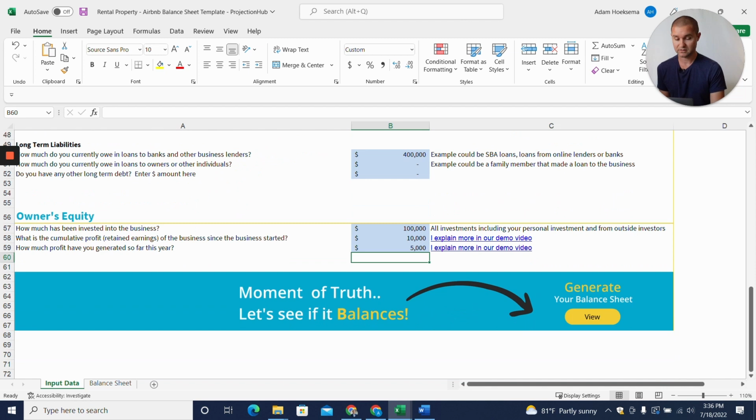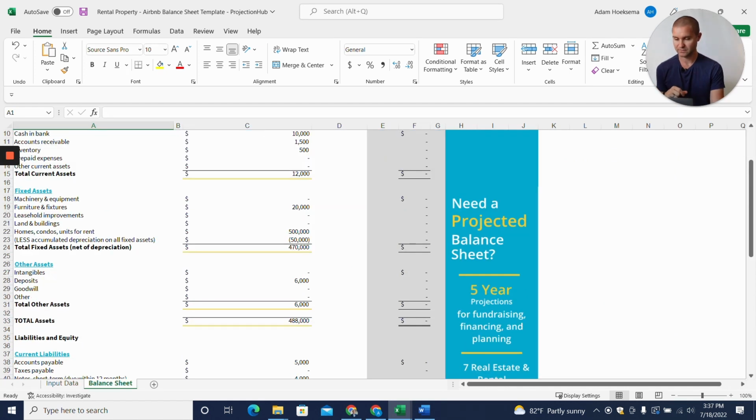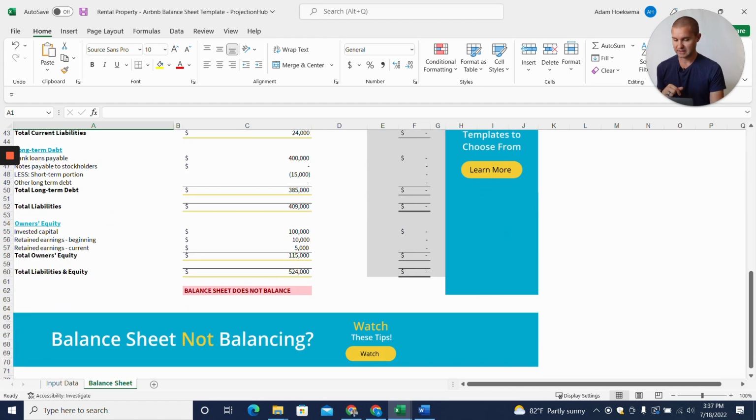All right, so that's all the answers. Now, it says moment of truth. Let's see if it balances. I can almost assure you it will not balance. And that's kind of the point of this video, is that filling out a balance sheet is tricky. It often doesn't balance. I'm going to show you here. So it filled everything out based on what we entered, and we come down to the bottom and, oh, it does not balance. So there is a link to a video here.